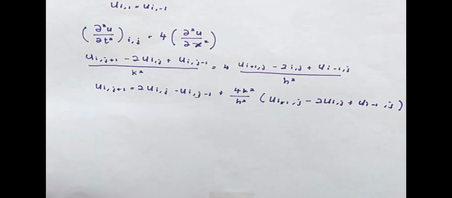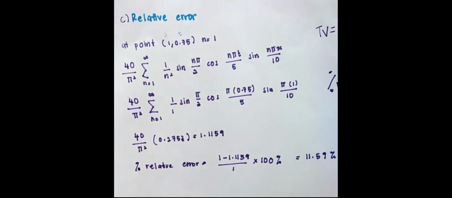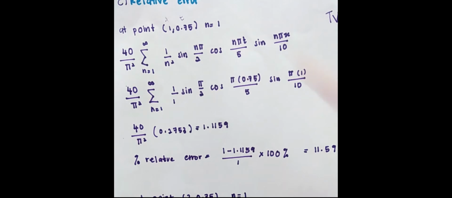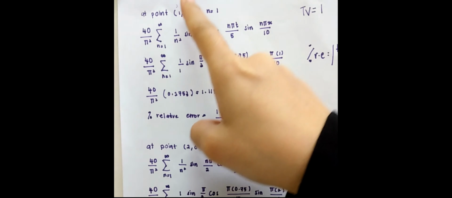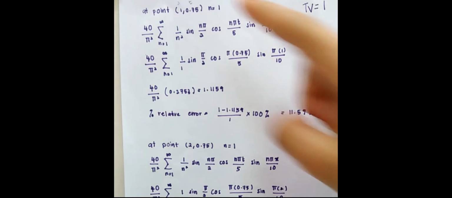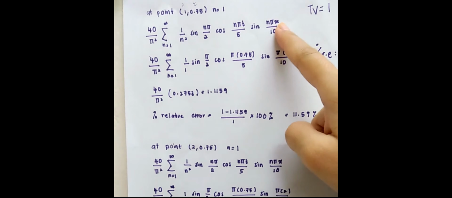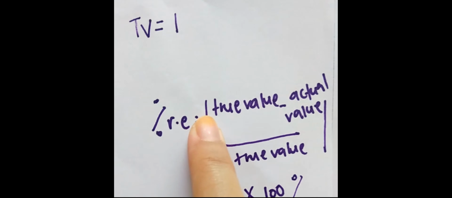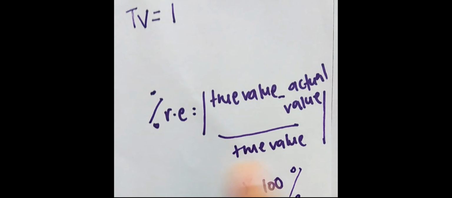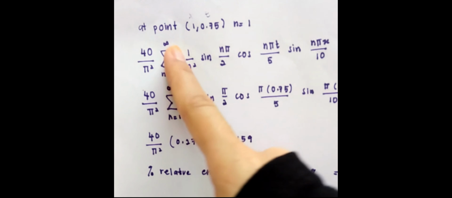But the easier way to find the unknown values is by using Excel. Question C, we have to find the relative error. We choose 5 example values from the table. The first value is x equals 1, t equals 0.75 and n equals 1. This is the formula we get from the question. This is the formula for percentage relative error: true value minus actual value, divided by true value, times 100%.